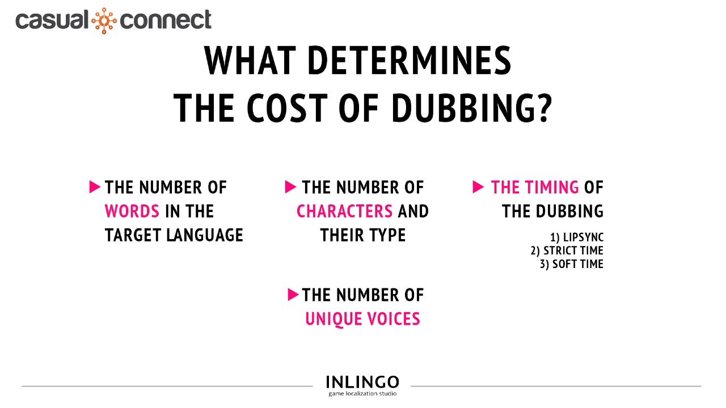Let's start with the most important aspect in planning anything, the budget. What determines the cost of dubbing? First of all, the number of words in the target language. It is simple arithmetic. The more words an actor has to say, the more it will cost. The number of characters and their type, like female, male, child.